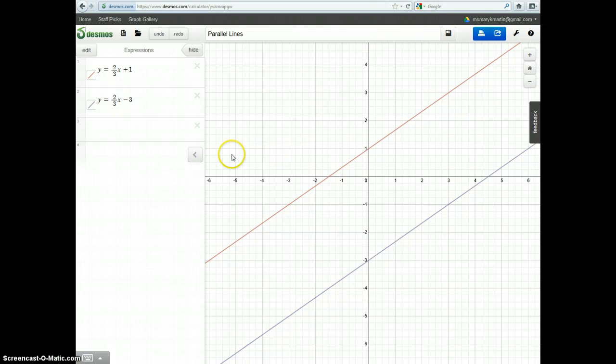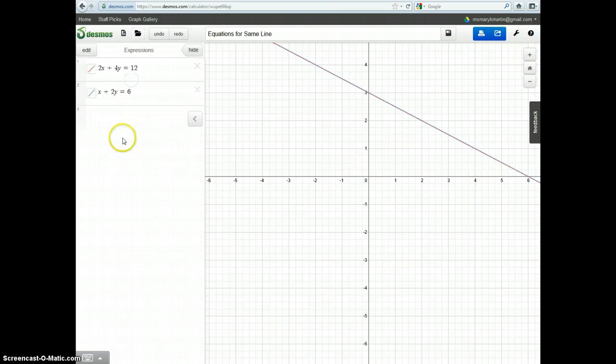It is easy to recognize parallel lines when looking at the equations. In this case, both of them have a slope of 2/3. Two parallel lines will always have the same slope. So if you see equations that have the same slope, you know, even without graphing, that the lines will be parallel and that the system has no solution. Let's move on to the third situation.